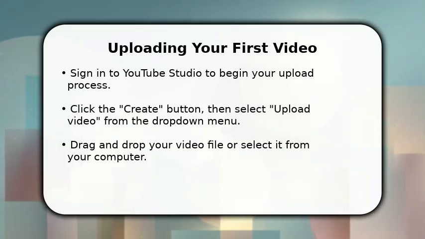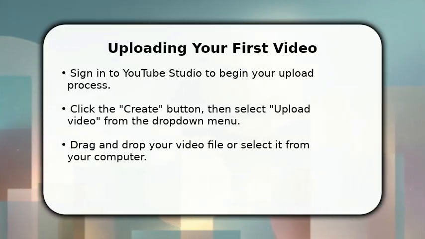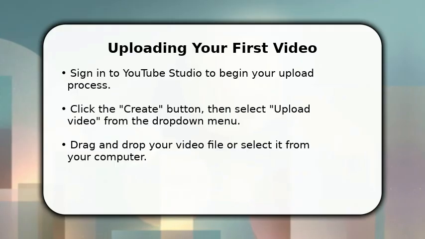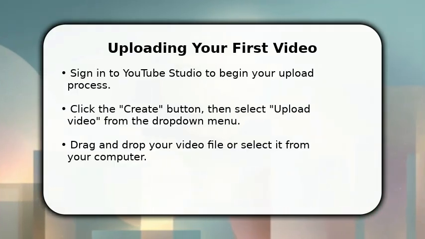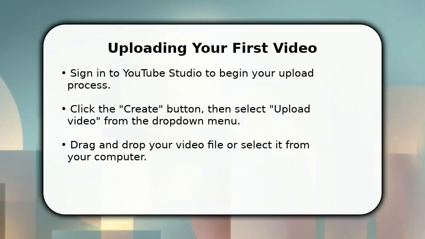In this video, I will explain how to publish video on YouTube. First, navigate to YouTube Studio after signing in. Look for the Create button, usually located in the top right corner, and click it. From the drop-down menu, select Upload Video.